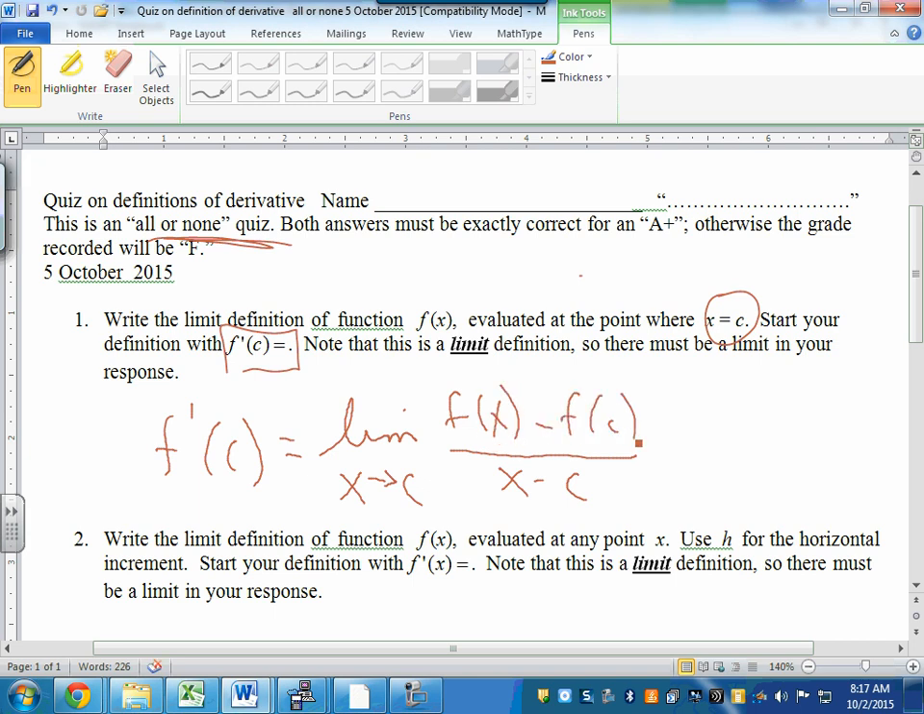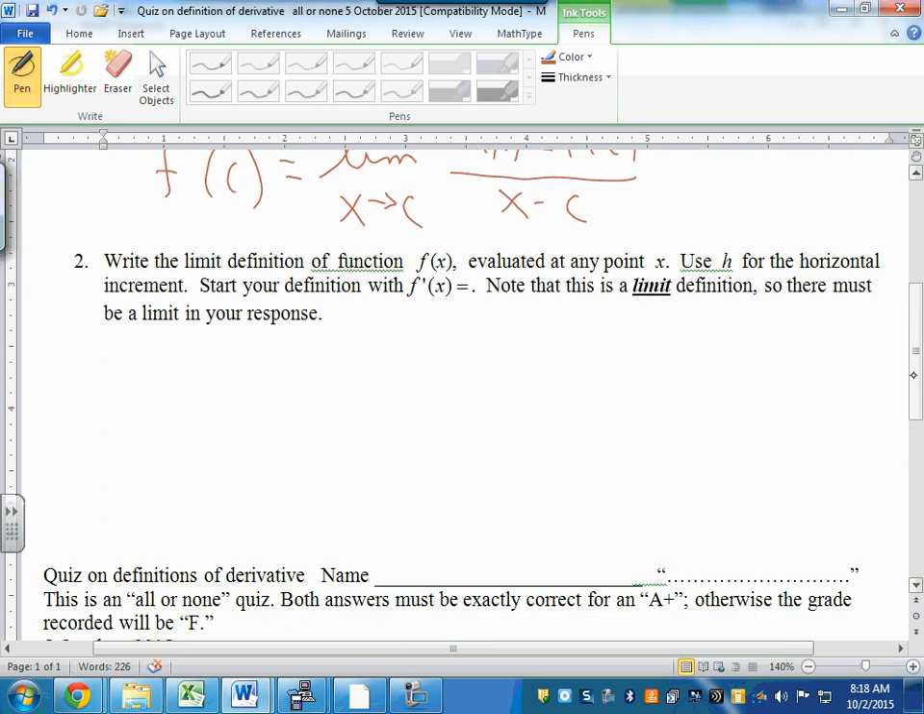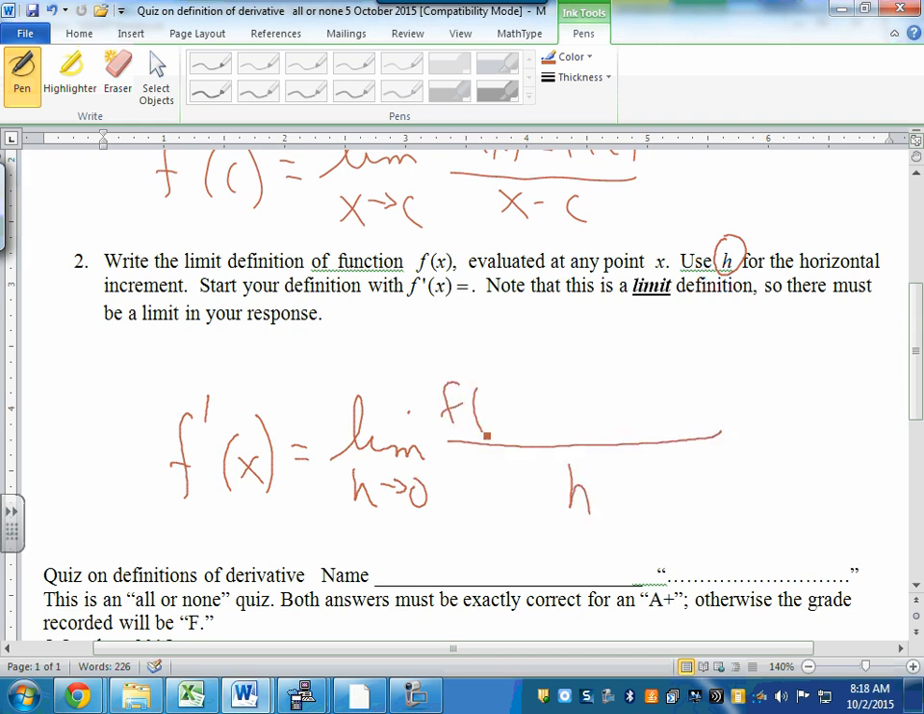The second one says, write the limit definition for the function f evaluated at any point x. Use h for horizontal increment, and start your definition with this. So f prime of x is a limit as h goes to 0, of f of x plus h, take away f of x, over h. You write those two things down, you get an A+. If anything is wrong, you get an F.